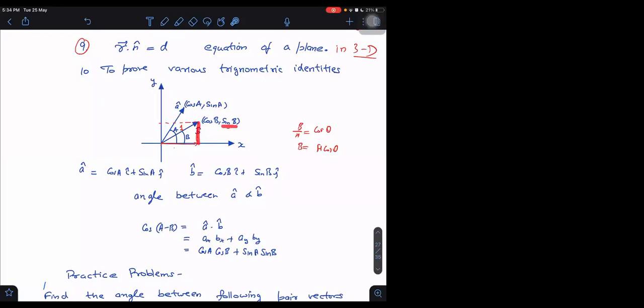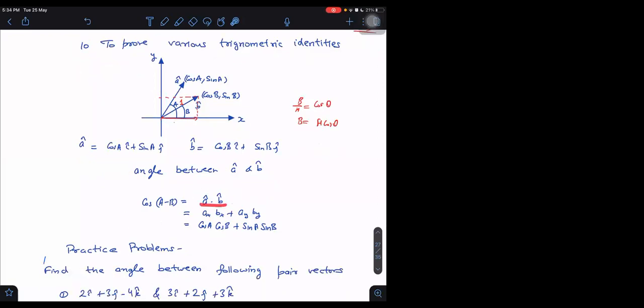So a cap will become cos A i cap plus sin A j cap. Similarly, b cap will become cos B i cap plus sin B j cap. What will be the angle between A and B? I have told you how to find the angle: take the dot product A bar dot B bar, which gives cos of the angle between them. That angle is A minus B. So we get AX BX plus AY BY, that is cos A cos B plus sin A sin B, which is equal to cos of A minus B. We are able to prove the trigonometric identity using vectors.